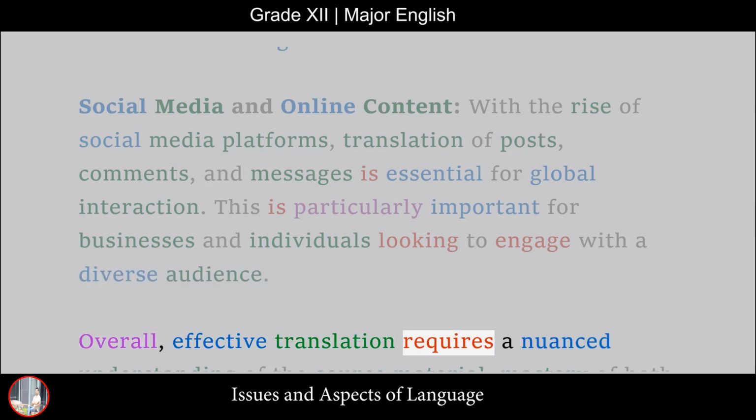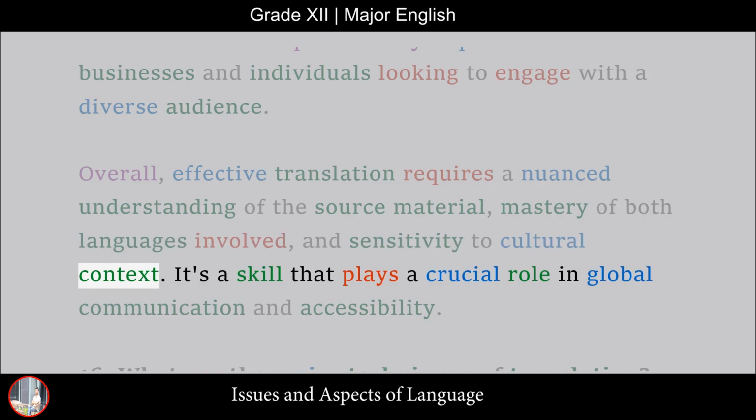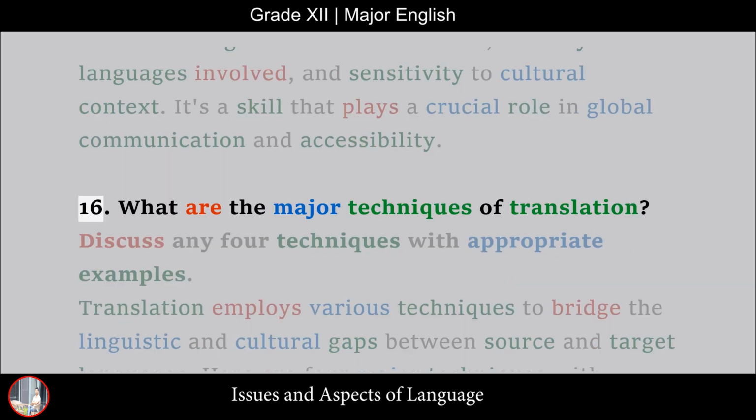Overall, effective translation requires a nuanced understanding of the source material, mastery of both languages involved, and sensitivity to cultural context. It's a skill that plays a crucial role in global communication and accessibility.